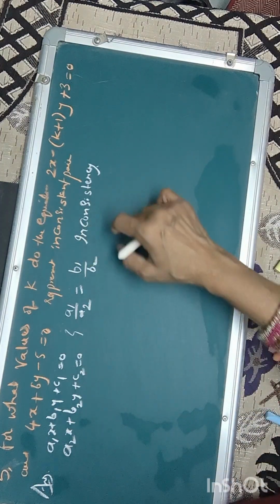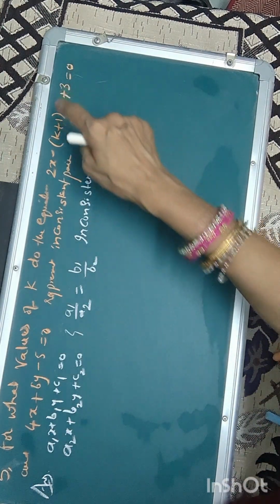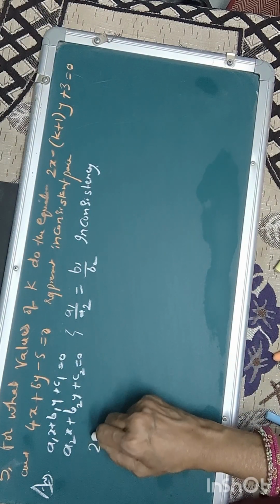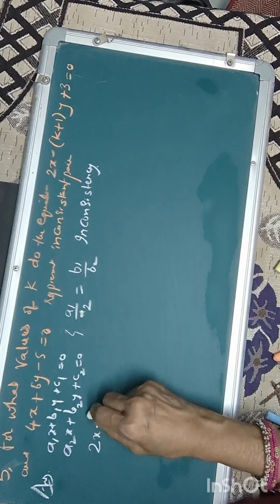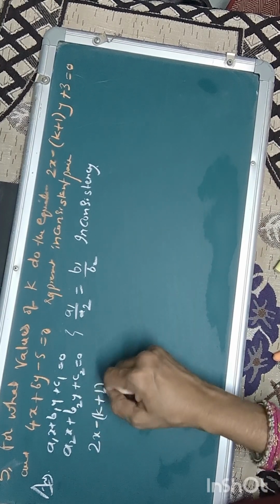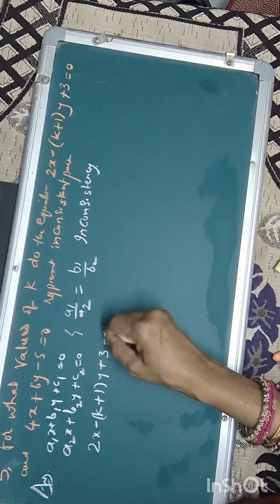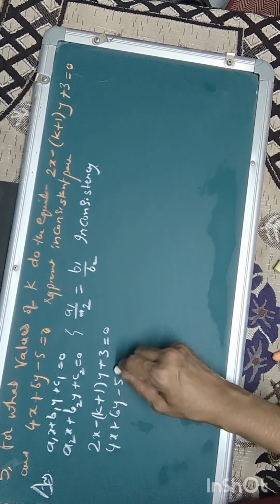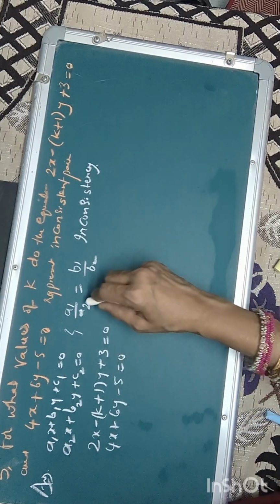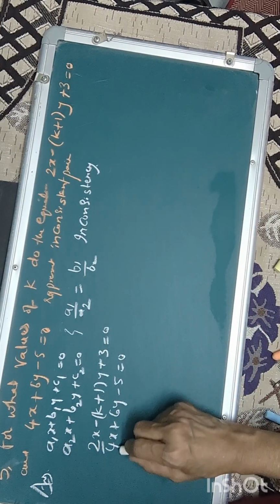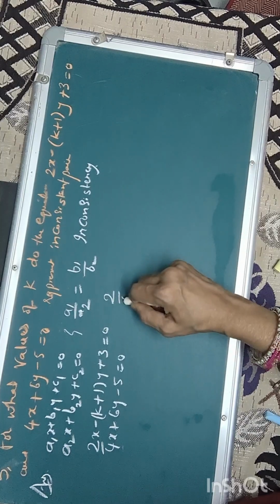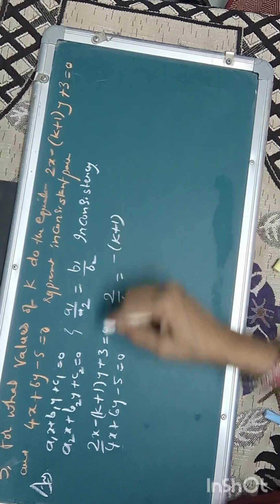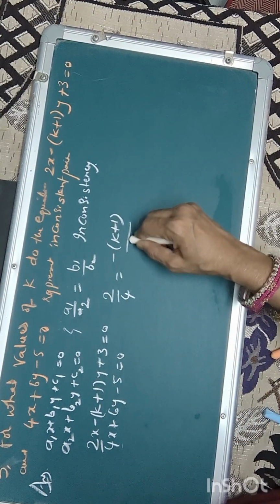So we have to equate this. This is in the form of a1x plus b1y plus c1 is equal to 0 and this is a2x plus b2y plus c2 is equal to 0. So 2x minus (k plus 1) into y plus 3 is equal to 0 is one equation and 4x plus 6y minus 5 is equal to 0 is another equation. So a1 is 2, a2 is 4. So 2 by 4 is equal to minus of (k plus 1) by 6, that is b1 by b2.